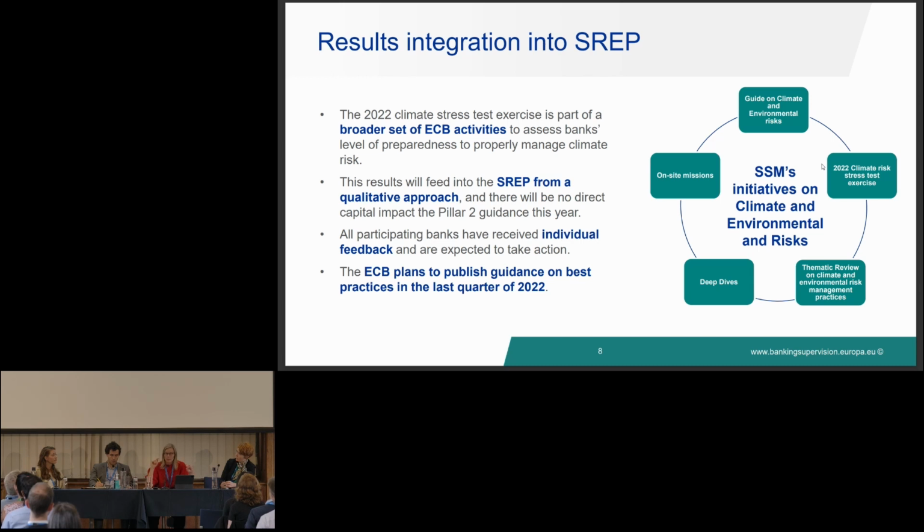And the results of this stress test will feed into the SREP, the Supervisory Review and Evaluation Process, from a qualitative approach. There will be no direct capital impact to the Pillar 2 guidance this year. All banks have received individual feedback and are expected to take action. And how do we see them taking action? Maybe we can help them with the supervisory expectations, or the best practices, the publication of that.